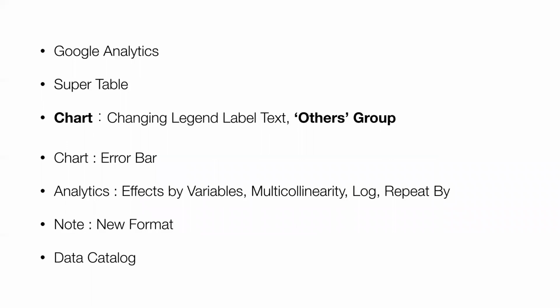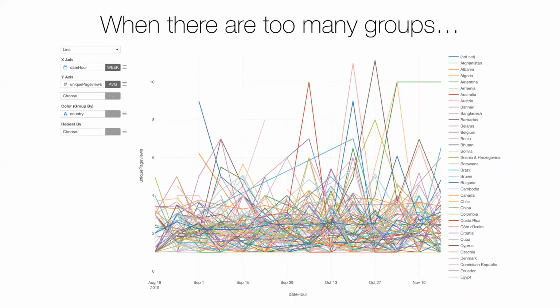Okay, then the others group. This is very interesting because sometimes when you assign the color, like to something like the country, the country can have 160 or 200 countries or whatever. Then you get a chart like this. And all you want to do is say, hey, I'm interested in just the United States or Japan or particular countries, and then you want to combine everything else under the umbrella of others or something like that.